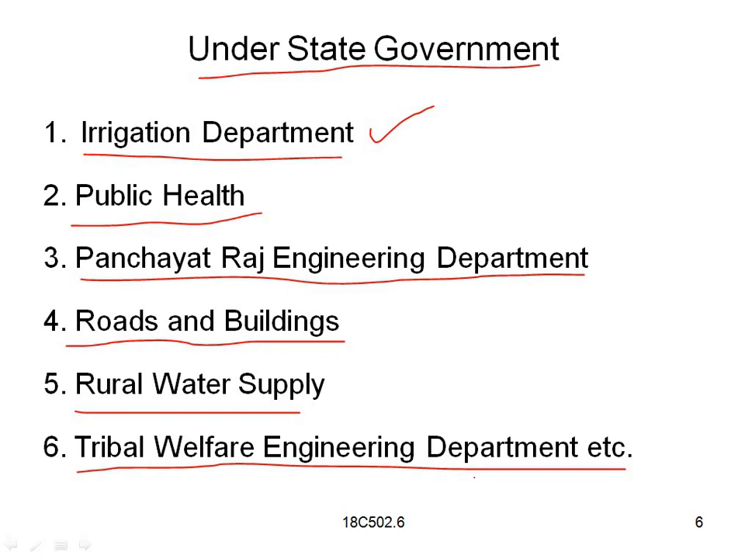The irrigation department looks after water related works. Water related works are canals and irrigation works, that is, works related to dams, bridges, aqueducts, and canal passage waterways. The engineering department of the irrigation department looks after these.